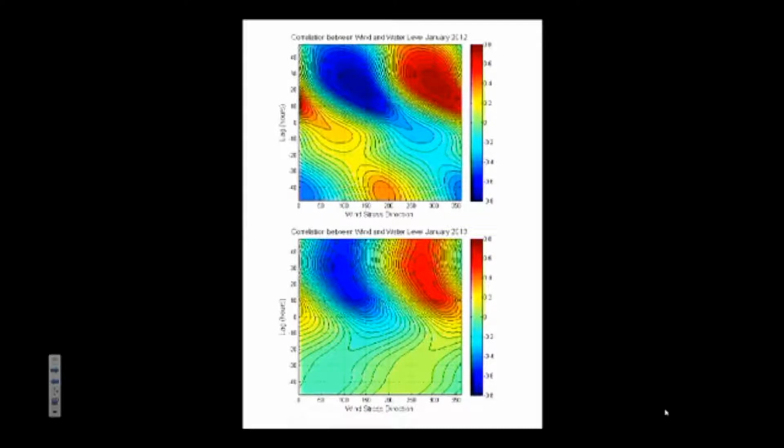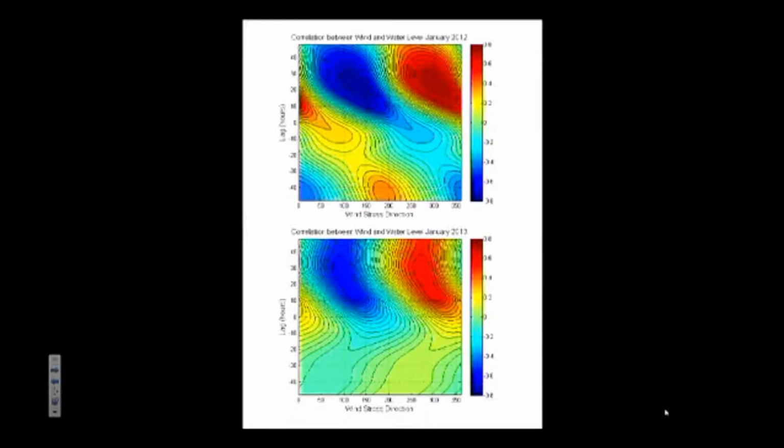If you blow towards the east, you get offshore transport of water, coastal sea level drops, and it drives a reduction in sea level in the interior. Similarly, wind blowing from the other direction, towards about 300 degrees, coastal sea level goes up, and you get a marked increase in the interior sea level. Interesting here, this is lag, so this is about 20 hours where the peak is. As you go towards shorter lag, you see that the correlation becomes stronger for cross-shore winds.